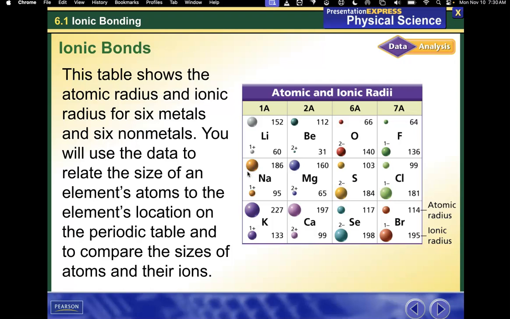This shows the atomic and ionic radii for 6 metals and 6 nonmetals. You can use this data to relate the size of the atoms to the element's location in the periodic table and compare the sizes of their ions and atoms. So you can see positive ions are smaller, while negative ions get bigger. So atomic radius, ionic radius.